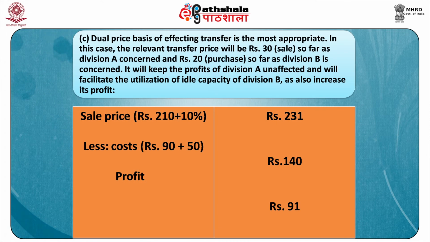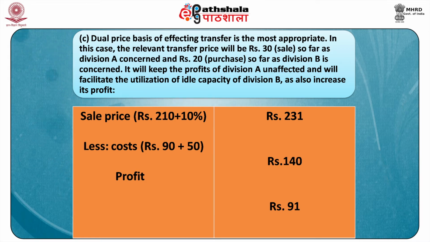C. Dual price basis of effecting transfer is the most appropriate. In this case, the relevant transfer price will be Rs 30 sale so far as Division A is concerned and Rs 20 purchase so far as Division B is concerned. It will keep the profits of Division A unaffected and will facilitate the utilization of idle capacity of Division B as also increase its profit.